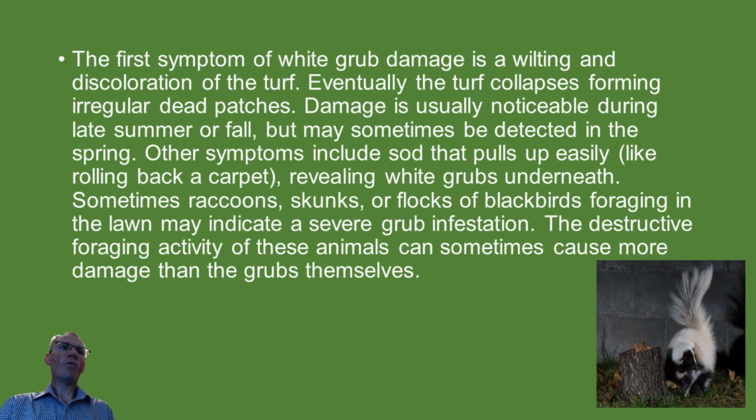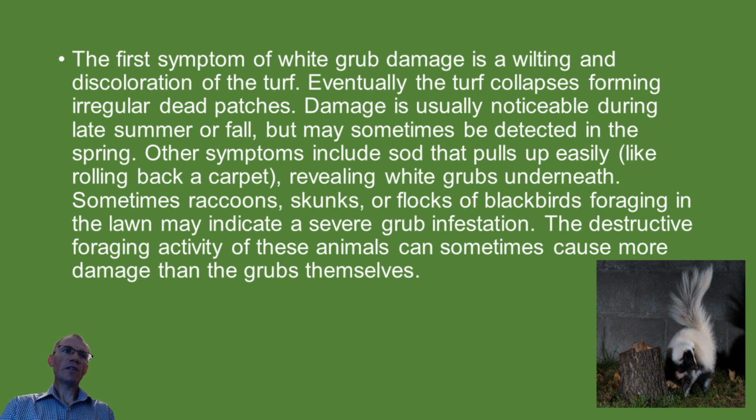The first symptom of white grub damage is a wilting and discoloration of the turf. Eventually the turf collapses, forming irregular dead patches. Damage is usually noticeable during late summer or fall, but may sometimes be detected in the spring. Other symptoms include sod that pulls up easily, like rolling back a carpet, revealing white grubs underneath.